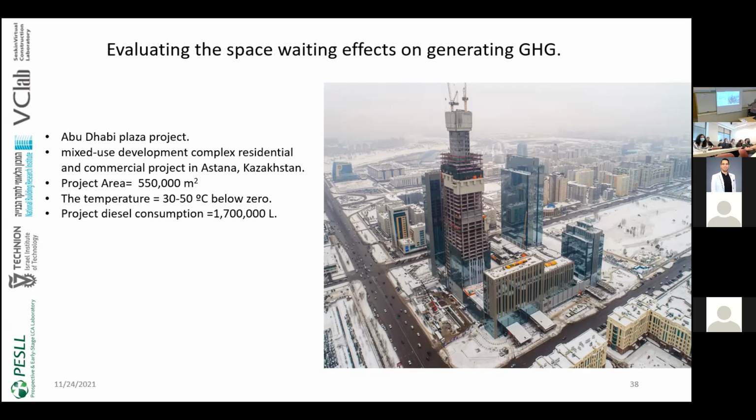So I studied a project in Astana in Kazakhstan called the Abu Dhabi Plaza project. It's a mixed-use development complex, a residential and commercial project with an area of approximately 550,000 square meters. Now the temperature in Astana in the winter is from 30 to 50 degrees below zero. So they used a lot of heaters which run on diesel in order to keep the construction site warm.